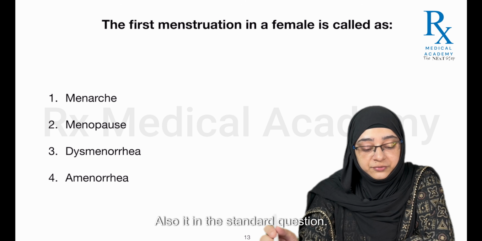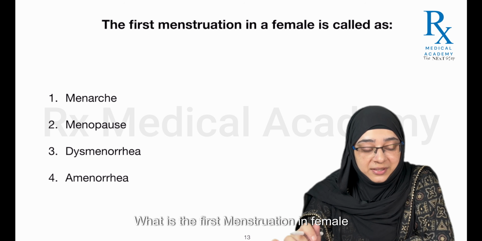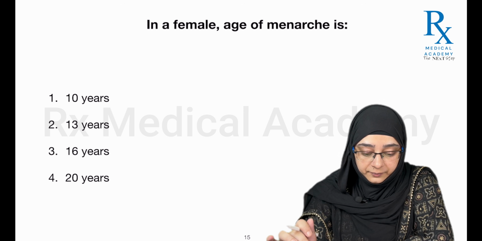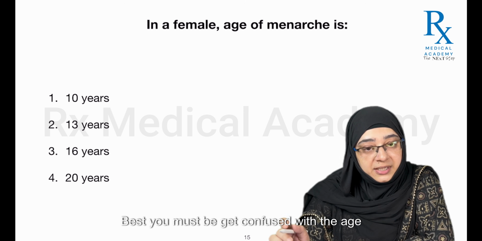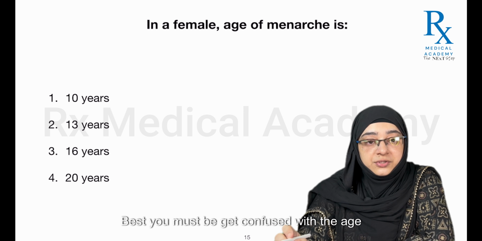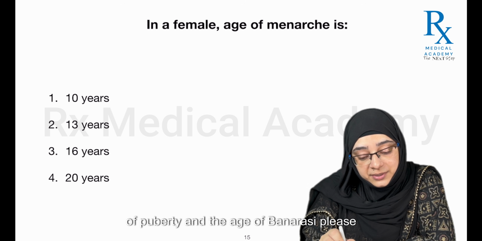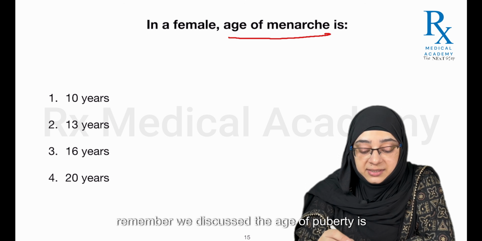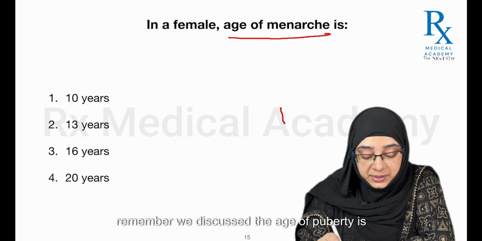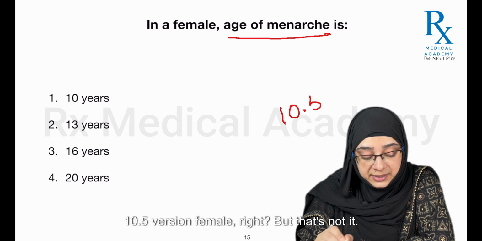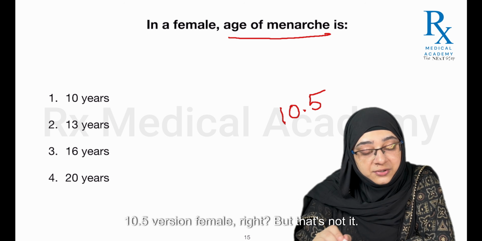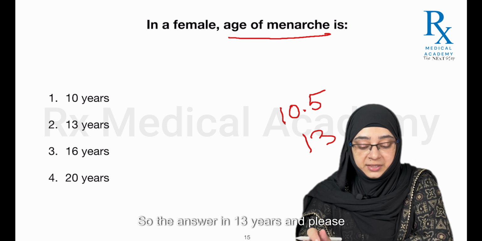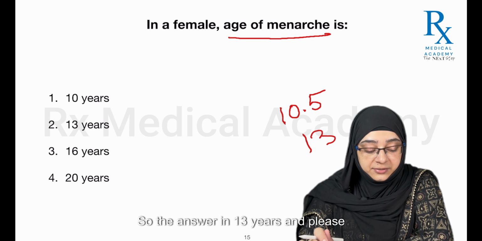Also, I've seen this kind of question, what is the first menstruation in female called? So we all know that is menarche. Sometimes the students get confused with the age of puberty and the age of menarche. So please remember, we discussed the age of puberty is 10.5 years in females, right? But that's not the age of menarche. The age of menarche is 13 years. So the answer remains 13 years.